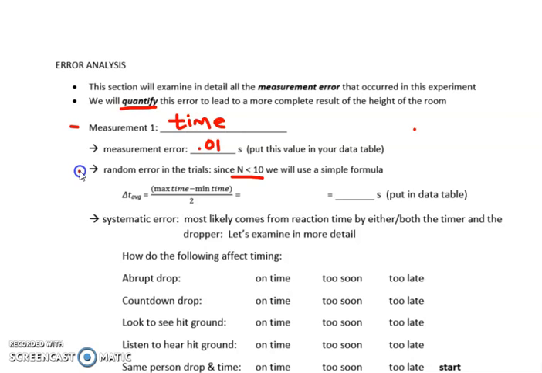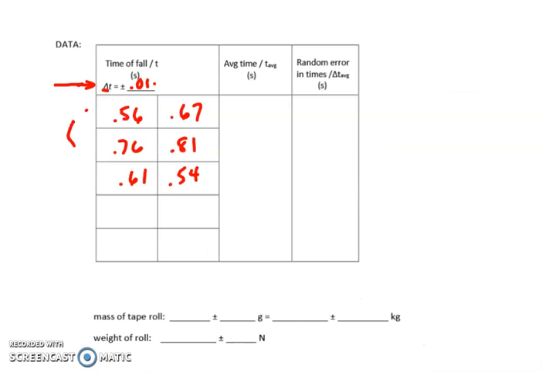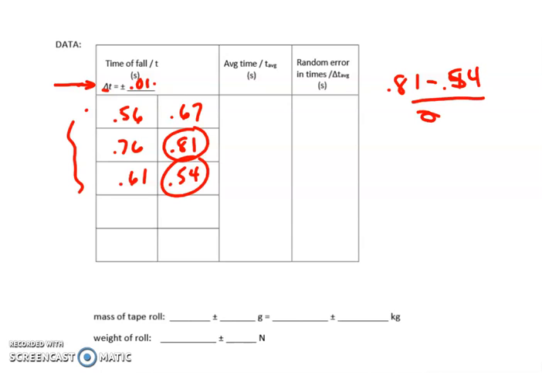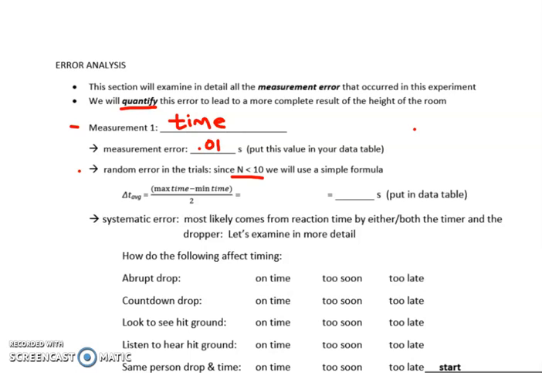So if I go back to my hypothetical data, and let's say I only have 6 data points, my random error would be my biggest time, 0.81, minus my smallest time, 0.54, and divided by 2. I'm not going to work out the math there, but actually maybe I should. So this is 0.27 on top divided by 2, which is 0.135. But the important thing is I don't want to leave it like this. I want to round that to about 0.1 second. So I want you to do the same thing with your data.